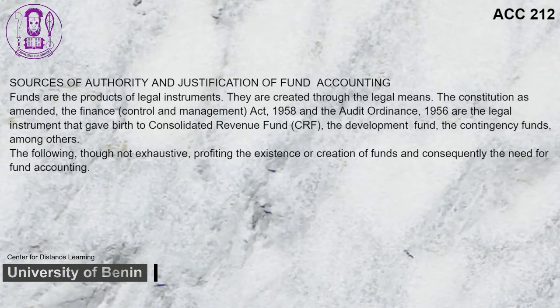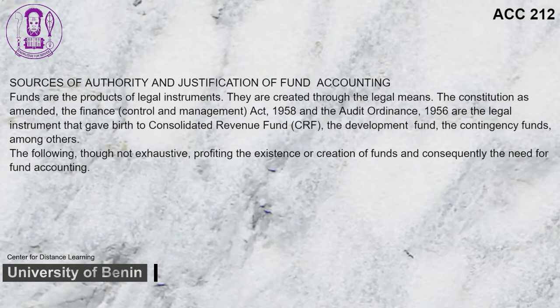Sources of authority and justification of fund accounting. Funds are the products of legal instruments. They are created through legal means. The Constitution as amended, the Finance, Control and Management Act, 1958, and the Audit Ordinance, 1956 are the legal instruments that gave birth to the Consolidated Revenue Fund, CRF, the Development Fund, the Contingency Funds, among others.